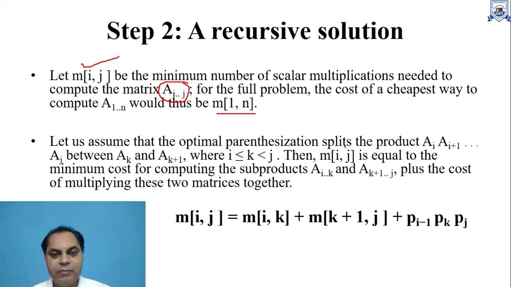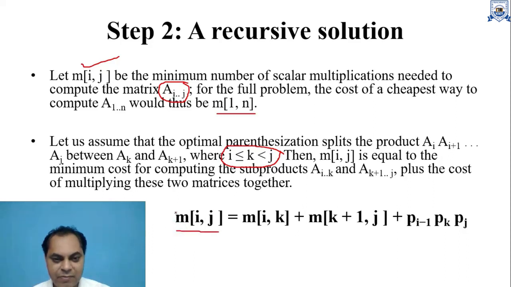Let's assume that the optimal parenthesization splits the product Ai to Aj between Ak and Ak+1. That means the split happens after the kth matrix, and the value of k varies from i to j minus 1. That means i is inclusive but j is not included. Then m[i,j] is equal to the minimum cost of computing the subproducts Ai to Ak and Ak+1 to Aj. So look at this equation.